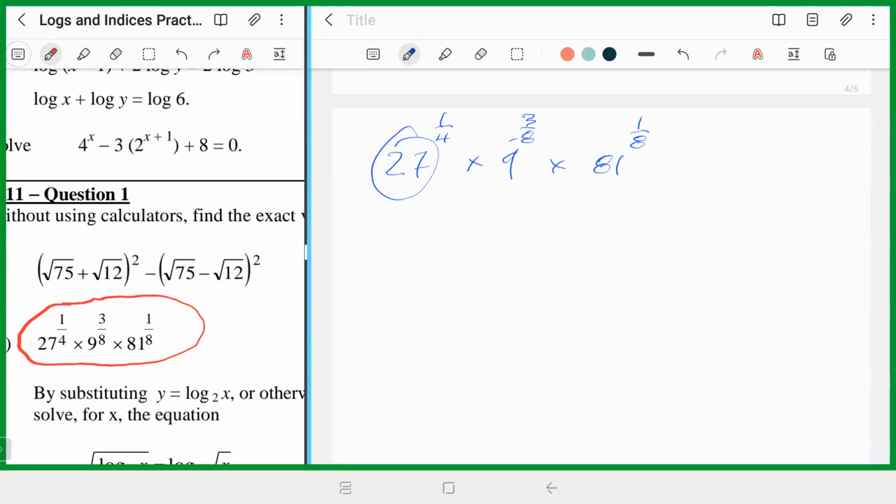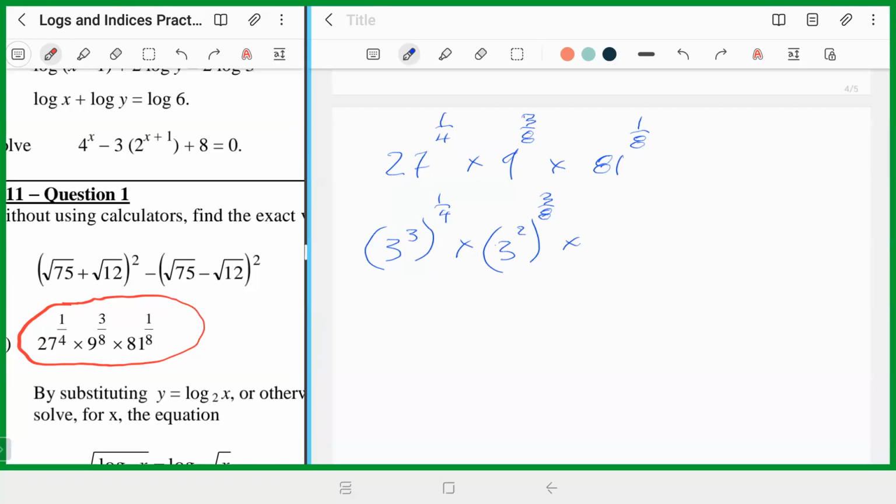All these base numbers can be written as powers of 3. This 27 I'm going to write as 3 cubed, so I get 3 cubed to the quarter, times this 9, which is 3 squared, so I get 3 squared to the 3 over 8, times 81, which is 3 to the 4th power.